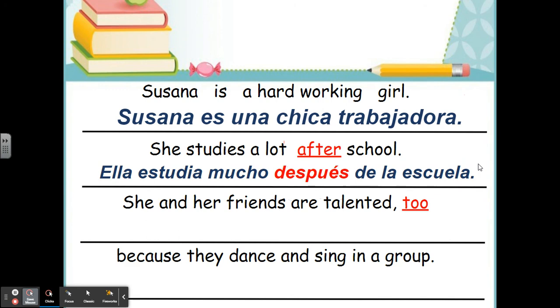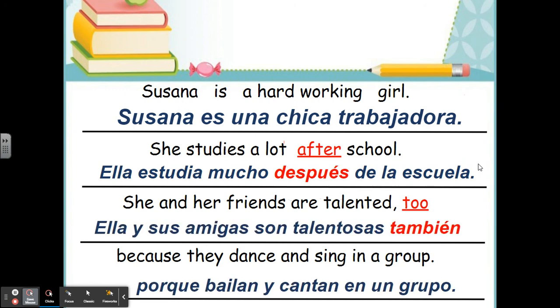Try the next two. Pause this. Try the next two on your own. See if you get it right. I'm not going to wait for the pause. I'm assuming you unpaused. And if you have the following, fantastic. You should have known that bailar and cantar should have been changed to bailan and cantan because I'm talking about her amigas talentosas, her talented friends.